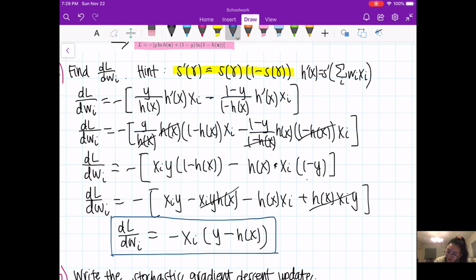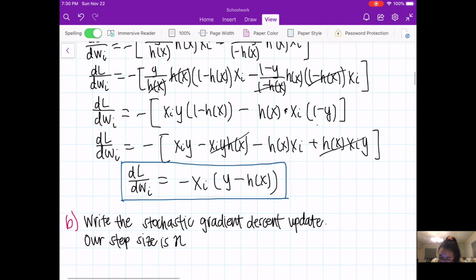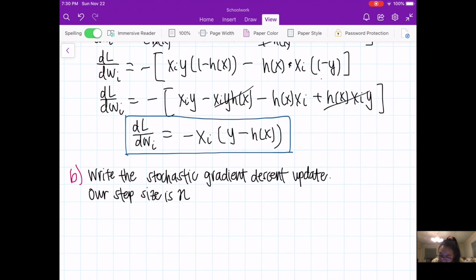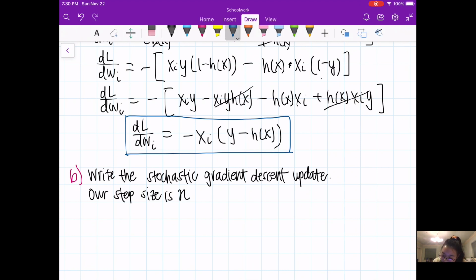Cool. So now we've done the first step on gradient descent, which is calculating what the derivative would be. And just to reiterate, we use chain rule, which is a very important technique to remember. Cool. So now in part B, we want to actually write out what the gradient descent update would be, specifically with our step size n. And this essentially represents the second step of gradient descent.